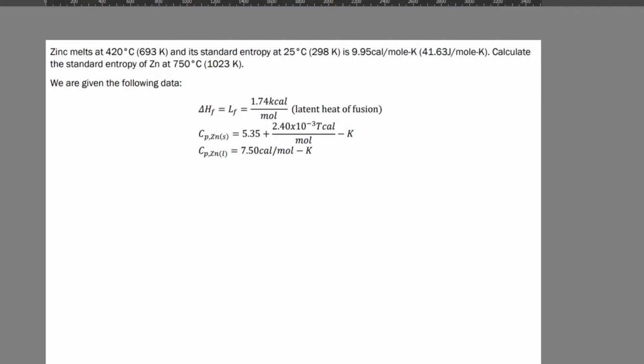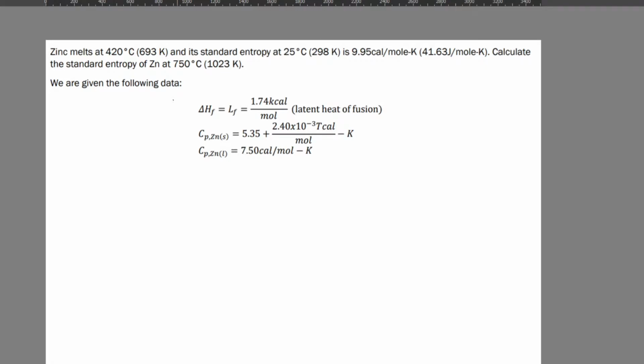We are given the following data. The latent heat of fusion is 1.74 kilocalories per mole or 1740 calories per mole. And the Cp, or the heat capacity, for solid zinc and liquid zinc are listed as follows.